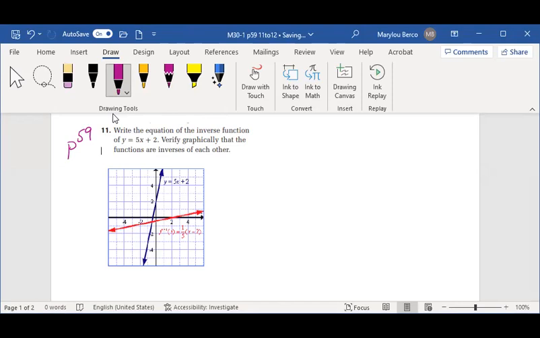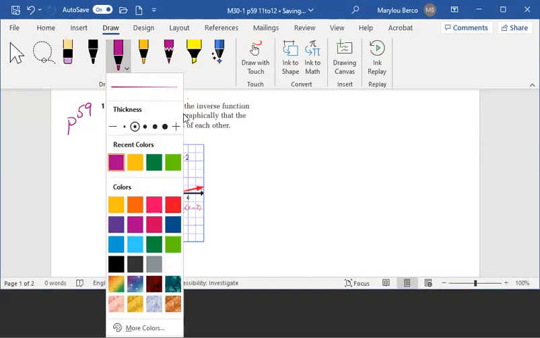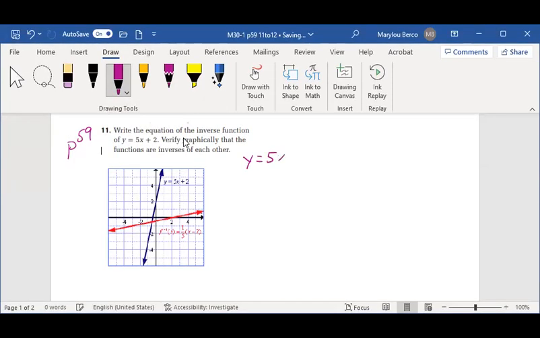Okay, so what we'll do is we will interchange the x and y variables to determine the inverse. So y equals 5x plus 2, well, that becomes x equals 5y plus 2 for the inverse. We have x minus 2 equals 5y.